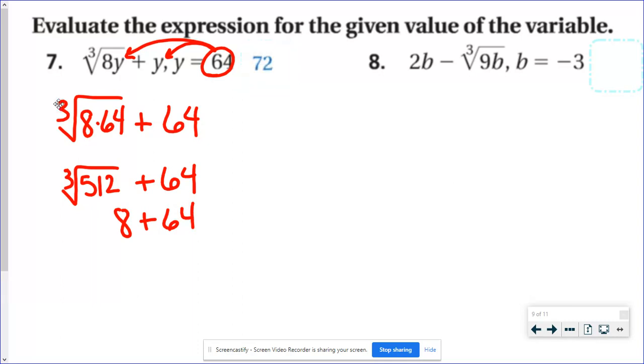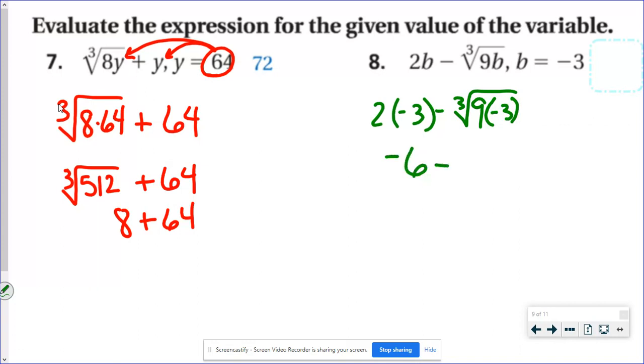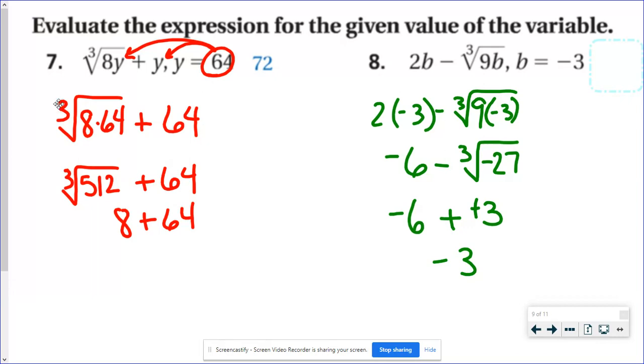And in number 8, when I substitute the negative 3 in, I'm going to have 2 times the negative 3 minus the cube root of 9 times negative 3. So this will be a negative 6 minus the cube root of negative 27. We said cube roots are okay to be negative. That's going to be a negative 3. So I really have negative 6 minus negative 3. Change, we get negative 3.